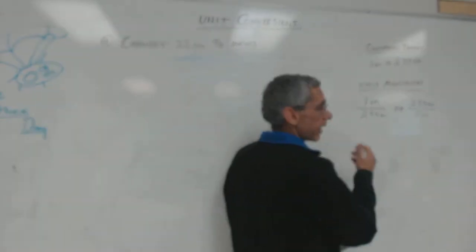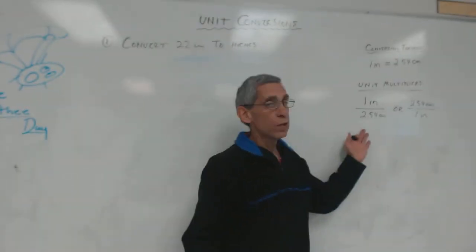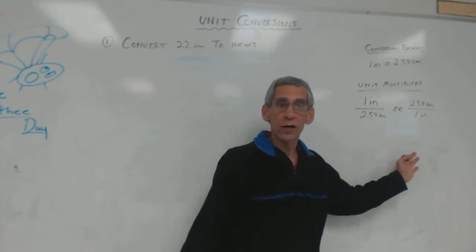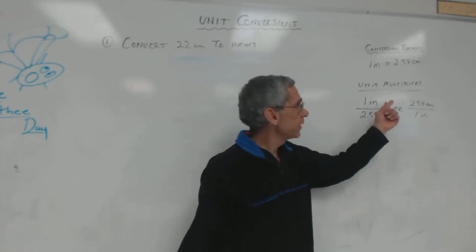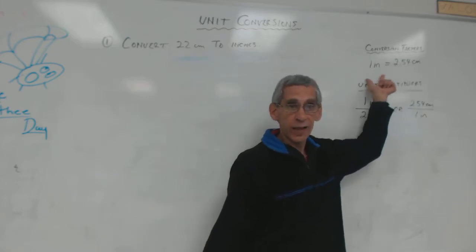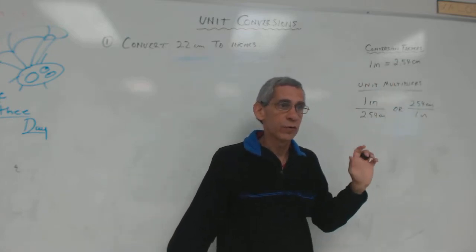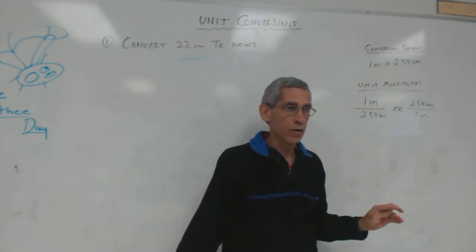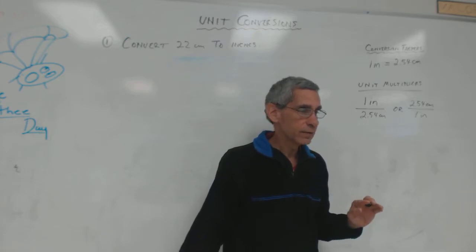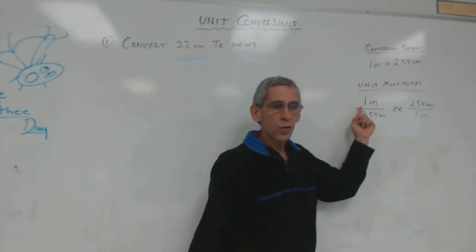So notice I have two unit multipliers. They're fractions. That's all they are. They're really easy, right? I mean, piece of cake. It's that over that or that over that, right? That's pretty easy. Not hard at all, right? Great. What does this equal?